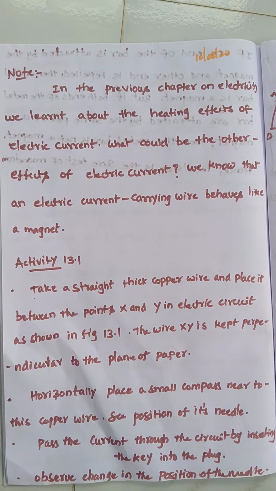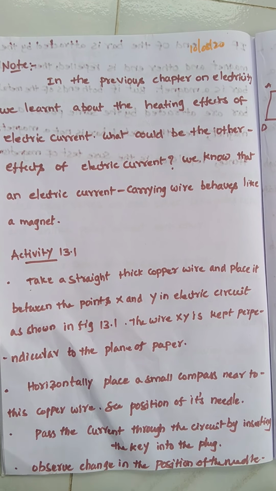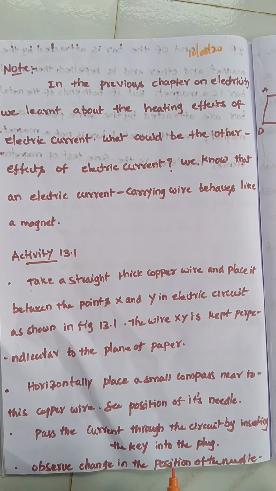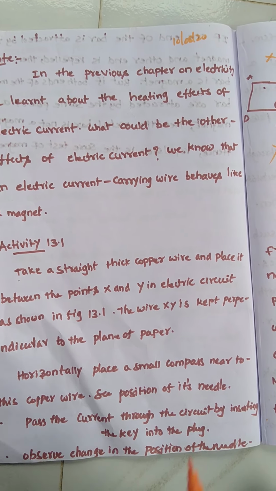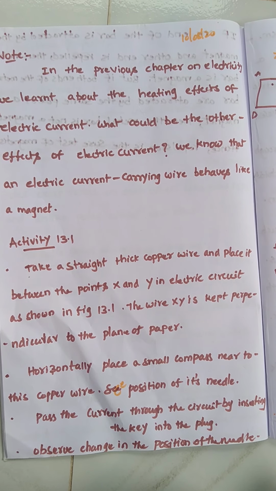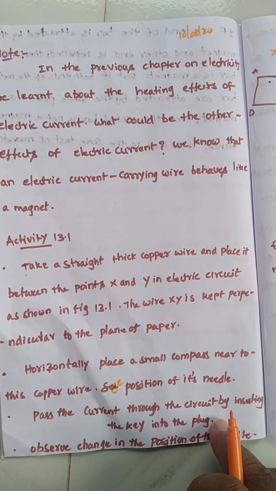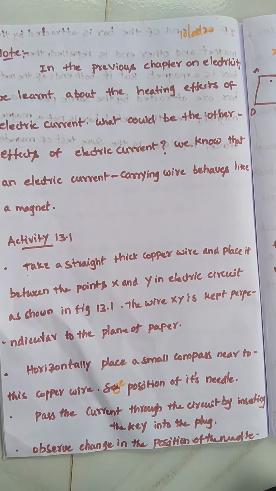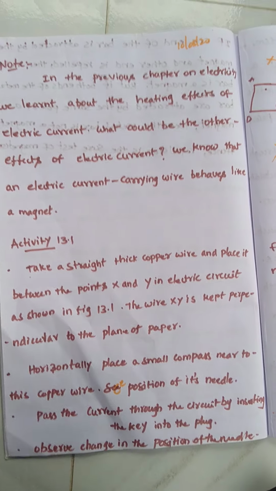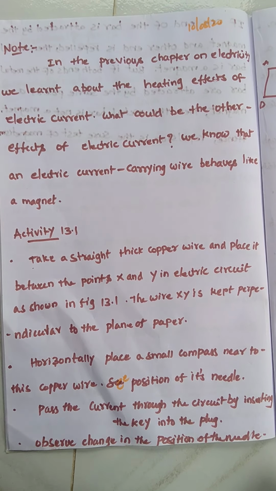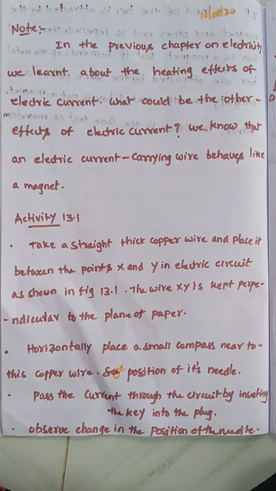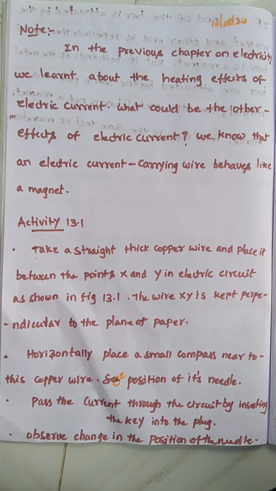Now horizontally place a small compass near this copper wire, and note the position of its needle. Then pass the current through the circuit by inserting the key into the plug. When the switch is closed, the current passes through the wire. Observe the change in the position of the needle, right? We already discussed this. This activity is related to Oersted's experiment.